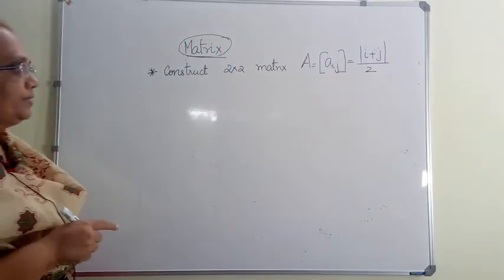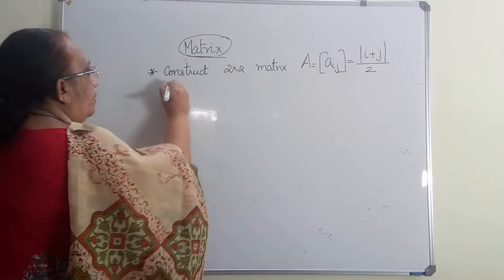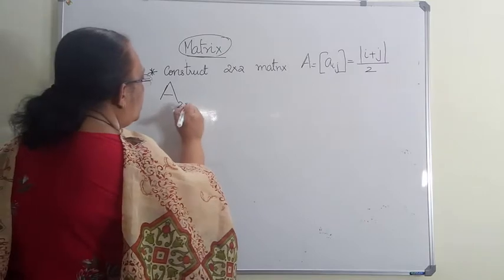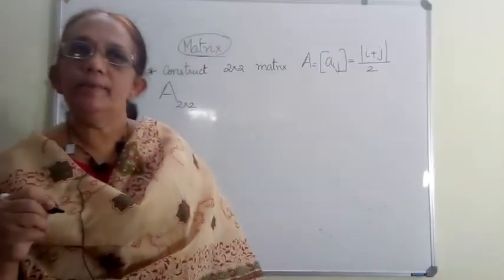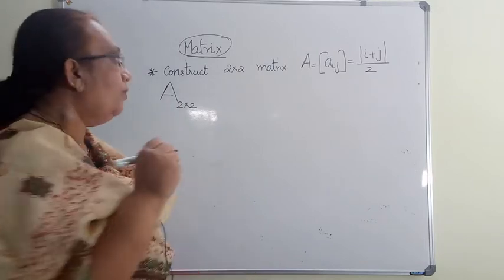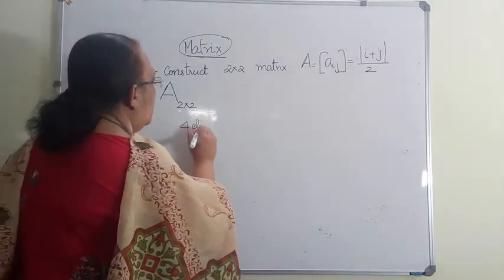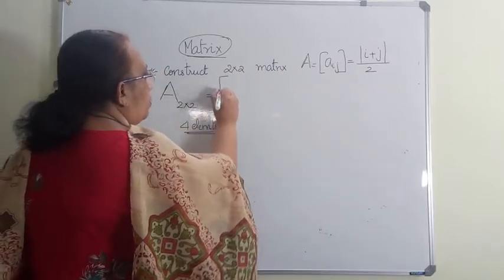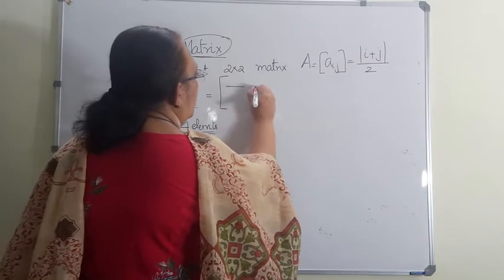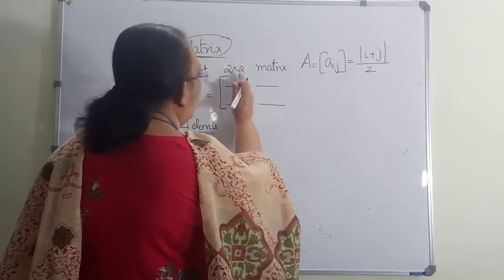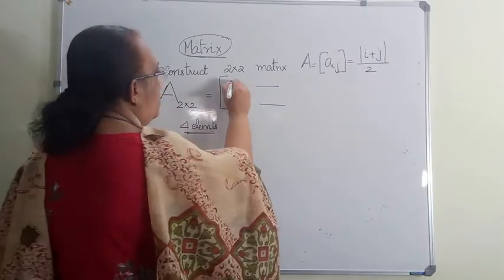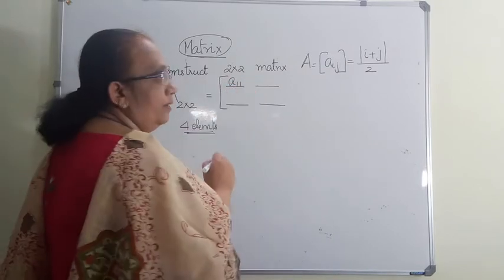What is the first step in constructing? Because it is a matrix, it will have a name A. The order is equal to 2 by 2. So how many elements will it have? Yes, it will have 4 elements. Now, square bracket. How many rows does it have? 2 rows. And how many columns? 2 columns. What will be the first element? We don't know what the first element is, so we will write A11.